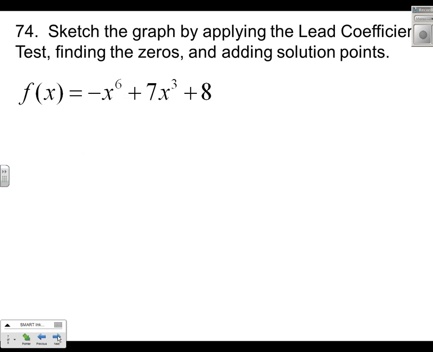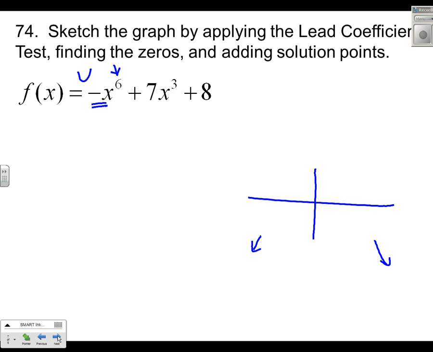74. Here we're to sketch the graph by applying the leading coefficient test. Our leading coefficient is negative and the degree is 6th. Well, 6 degrees wants to rise right, rise left. So I know for sure before I look at anything else that this thing is going to fall to the right, fall to the left.